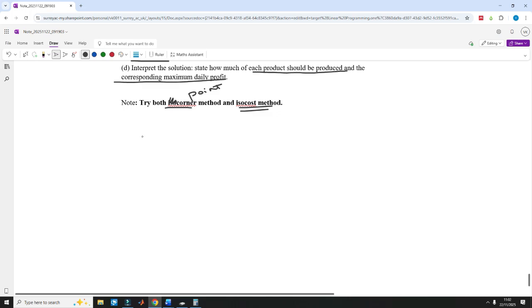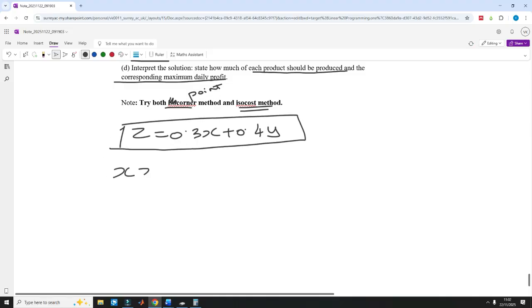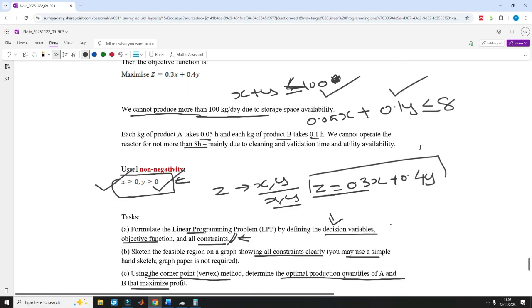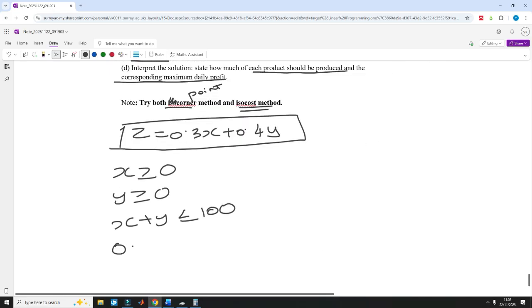So let's write the cost function. z is equal to 0.3x plus 0.4y, subject to constraints x greater than or equal to 0, y greater than or equal to 0, x plus y less than or equal to 100, and 0.05x plus 0.1y less than or equal to 8. So let's plot all these constraints on a piece of graph paper.